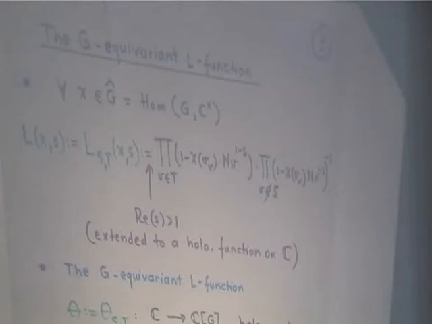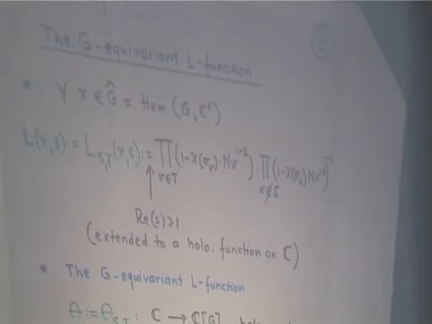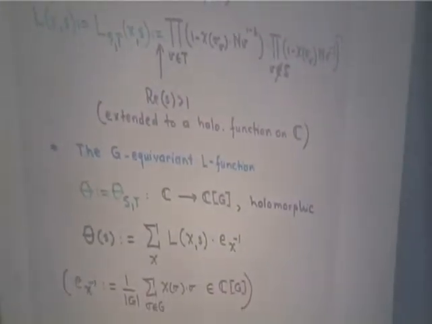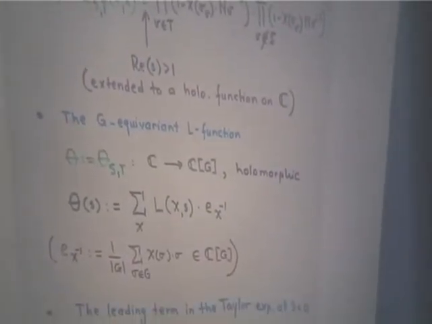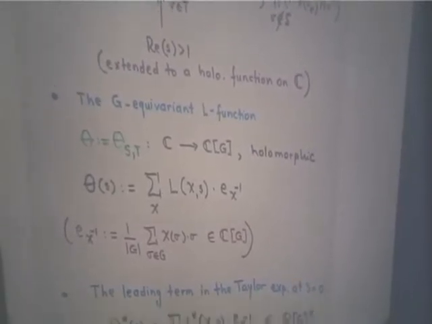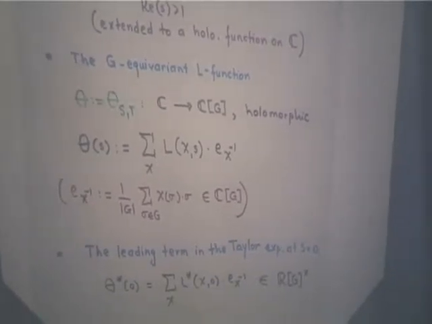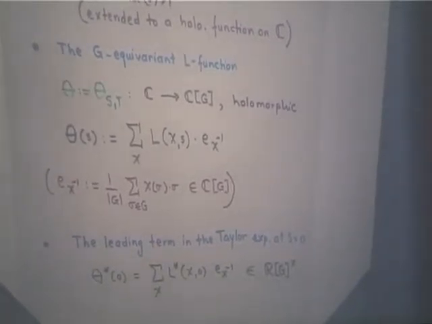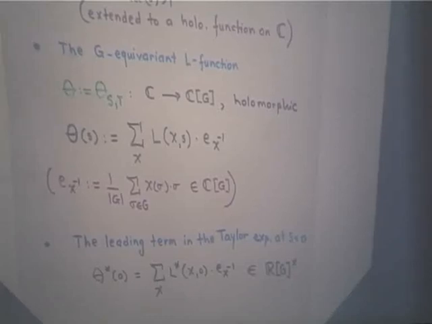Now, if you want to study Z bracket G module structures, it's not a good idea to study these functions independently. It's a better idea to put them together into a so-called G equivariant L function, and this is going to be denoted here by theta. And that's a function defined on C with values in the group ring C bracket G with coefficients in C. How do I obtain this theta? Well, I sum over all the characters chi, and then I have the L function associated to chi times the idempotent in the group ring C bracket G associated to chi inverse.